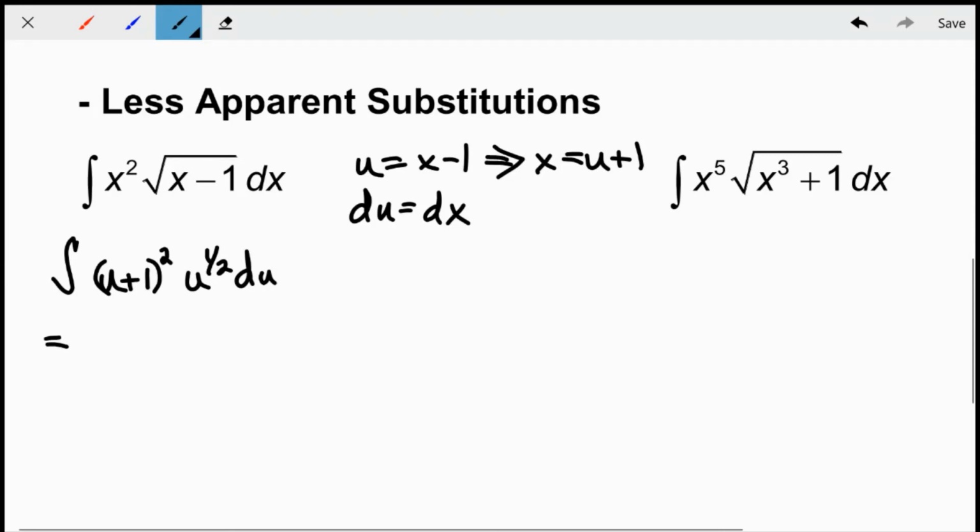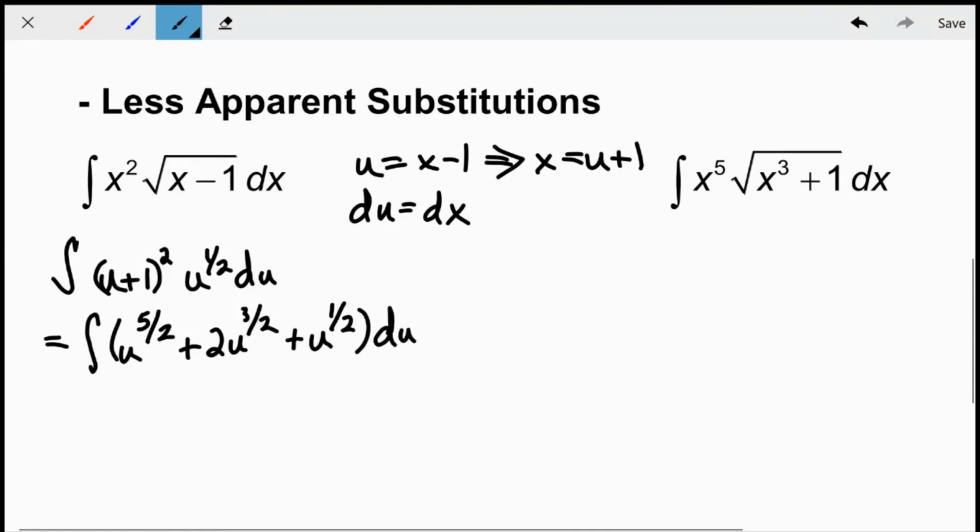So when I expand this out and then multiply by u to the 1/2, I would get u squared plus 2u plus 1, and then multiply by u to the 1/2. So I'm going to get u to the 5/2 plus 2u to the 3/2 plus u to the 1/2, du. And now I just have to do the power rule, and then I'm going to have to do some substitution at the end.